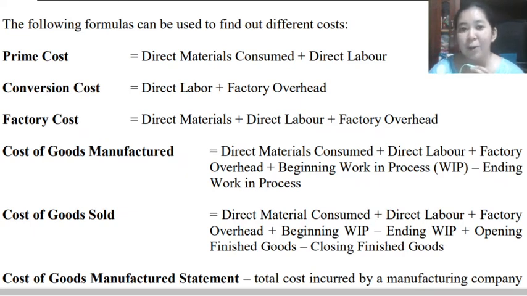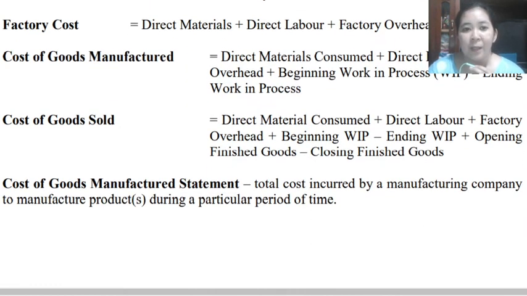So basically, your cost of goods sold is what we will include in the income statement under the manufacturing firm. So that's one of the differences between the manufacturing firm and a merchandising or service type of business.